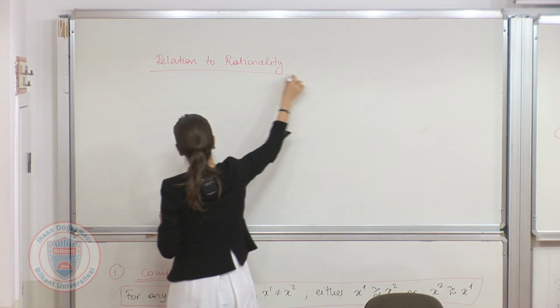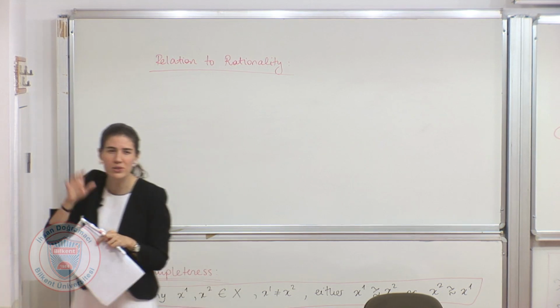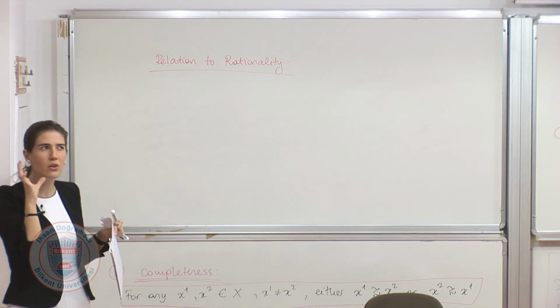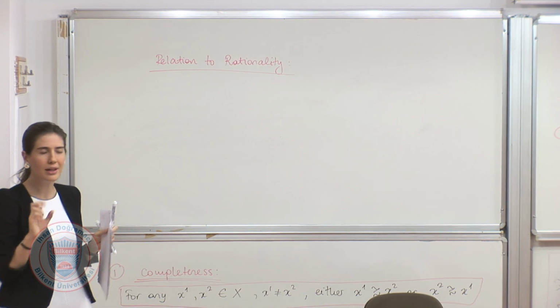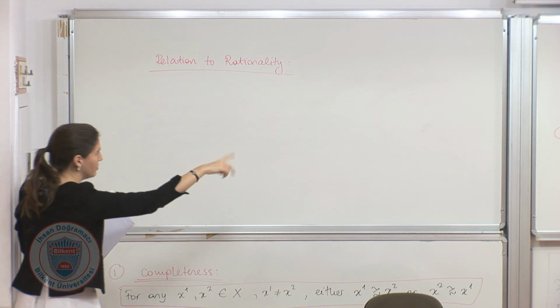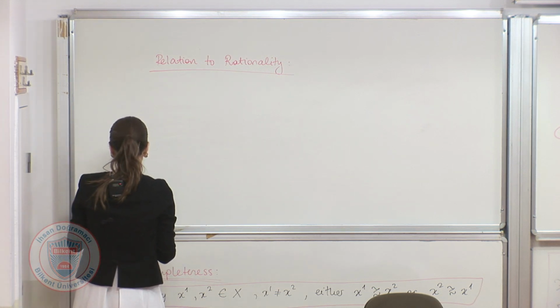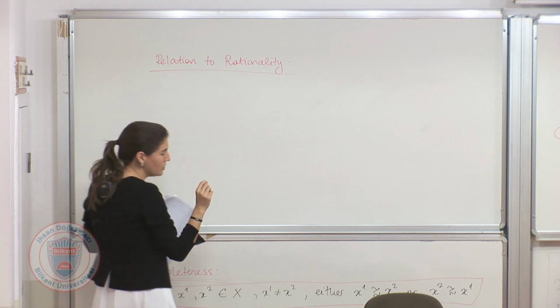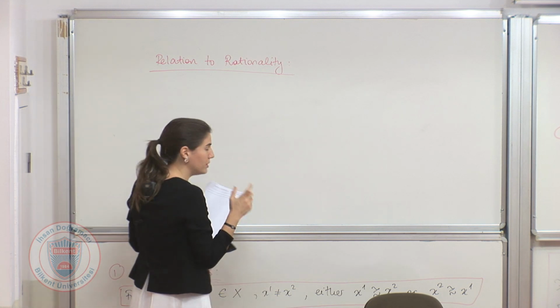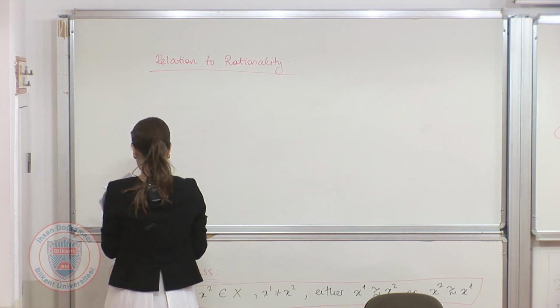Okay? As I said, if these are too abstract for you, just think that these mean that we're not that crazy, and know what they mean, okay? So this preference relation concept is closely related to the concept of rationality, okay?